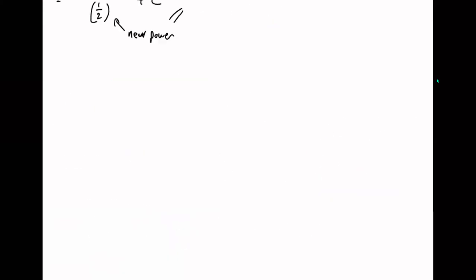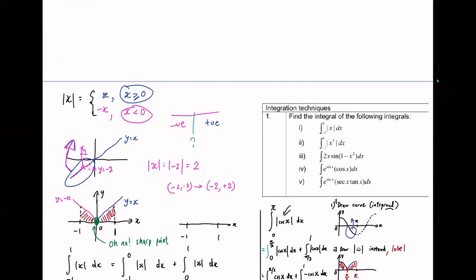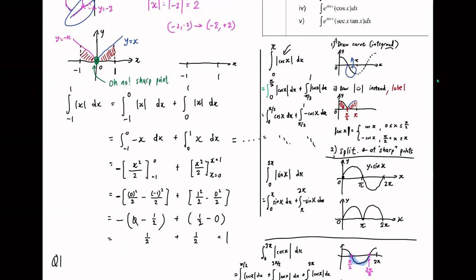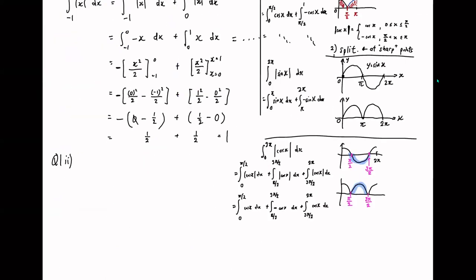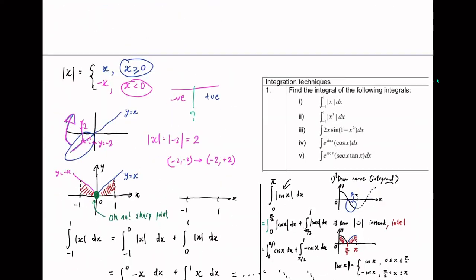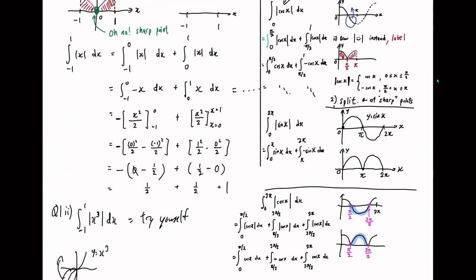So moving on. Wait, I already screenshot the question. Let me scroll up. Let's see. For x cube, this one should be okay, right? Isn't it the same thing? Yeah, it's the same thing. Try yourself. I'll just draw the x cube curve for you. It looks like this. Then you reflect this piece on top. Okay. Moving on. Part 3, 2x sine 1 minus x squared.